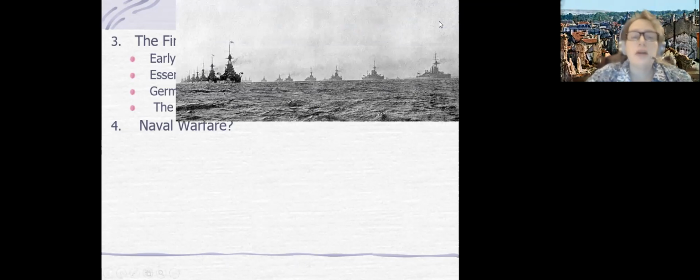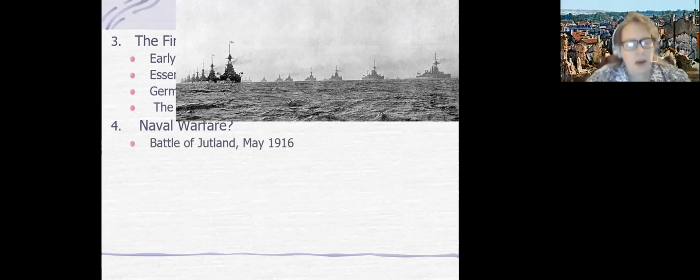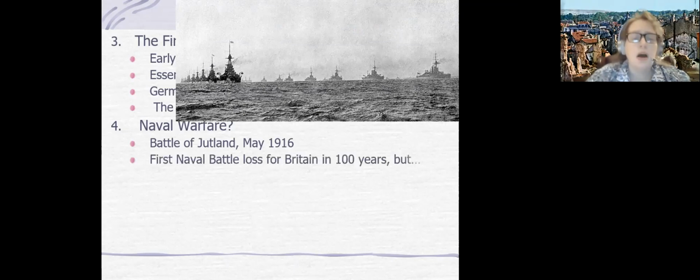The one major battle is going to happen in 1916. Now, there are a couple of other naval battles, but the most significant that had to do with the Anglo-German naval race is the Battle of Jutland in May of 1916. This is a pretty nasty piece of business for the British. It's the first naval battle loss for Britain in over 100 years. They haven't lost. They certainly didn't lose at Trafalgar, and it's a really devastating blow in a lot of ways.